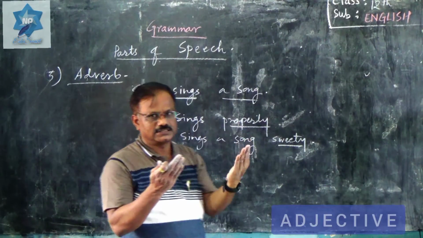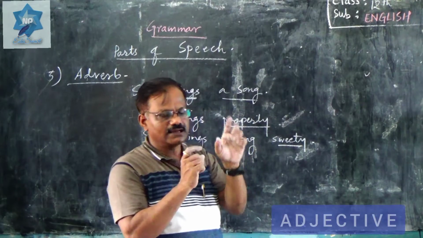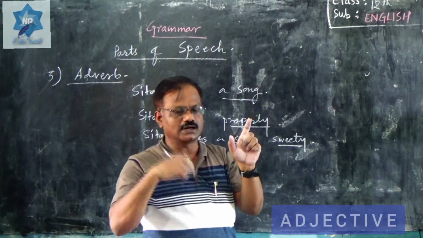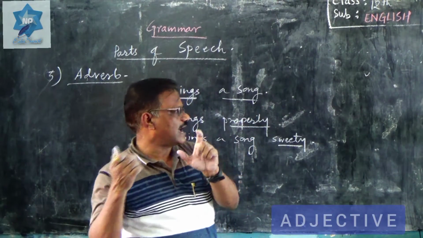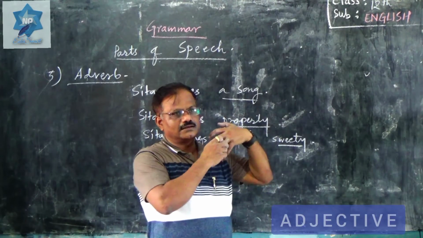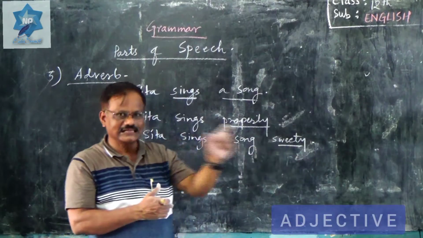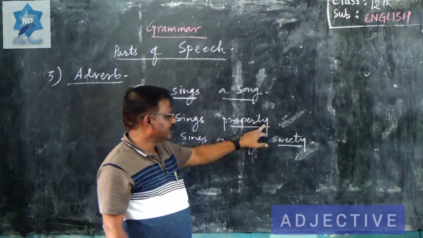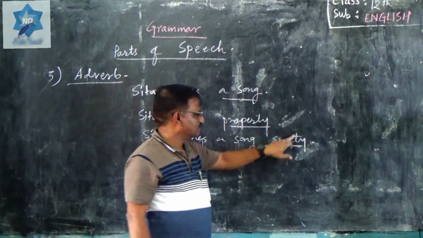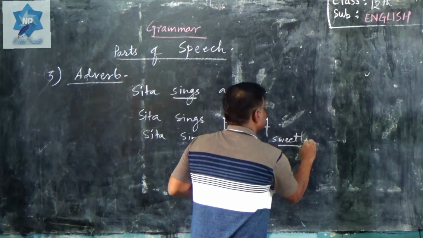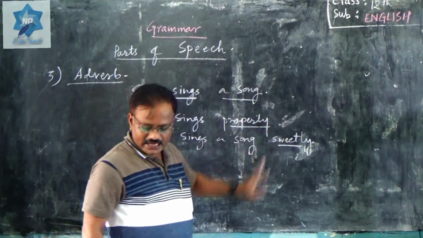I read a book. Read is the verb. And how can you use an adverb here? I can read a book interestingly. I read a book interestingly. Interestingly is an adverb. So mostly it takes ly at the last. Sweetly, sorry. It takes ly at the last.